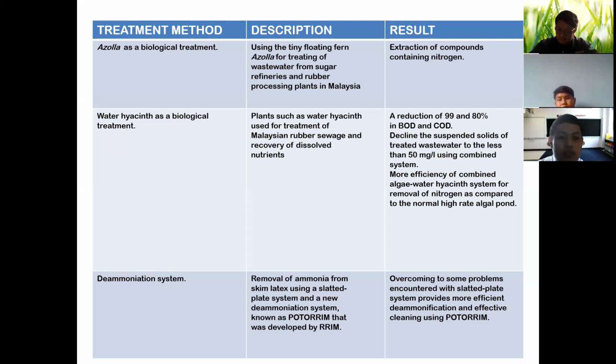And last but not least is the deammonization system. This method is used for removal of ammonia from skim latex using a salted plate system and a new deammonization system known as Potrim that was developed by Rubber Research Institute Malaysia. The result is to overcome some problems encountered with salted plate system, and provide more efficient deammonification and effective cleaning using Potrim. So that's all from me.